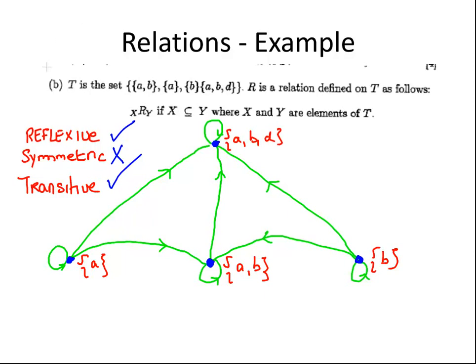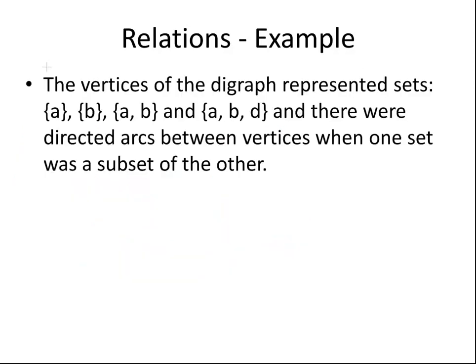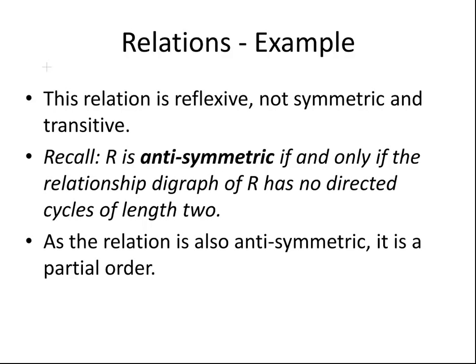Let's put in a counterexample of what a directed cycle of length 2 would look like. We have this one here, a directed edge here, and another edge that goes back. That would be a directed cycle of length 2. There are actually none of those in the digraph, so we don't have any. So there are no directed cycles of length 2, which means the relationship is antisymmetric.